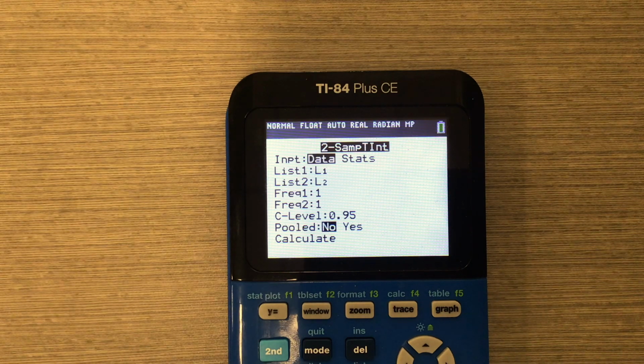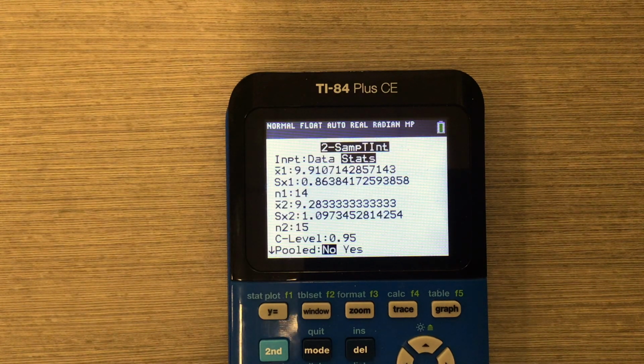And like our t-tests and our t-intervals from before, this one has options. We can put in some data, like in our lists, and do it. Or perhaps they just gave us the summary stats from the two different groups. That's the case in this scenario. We don't have lists of data, we just have the different stats. So we're going to arrow over and hit stats.